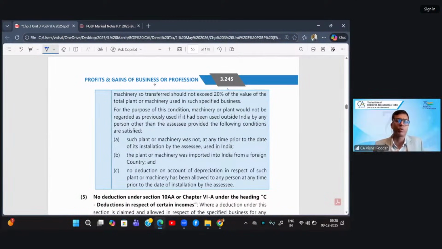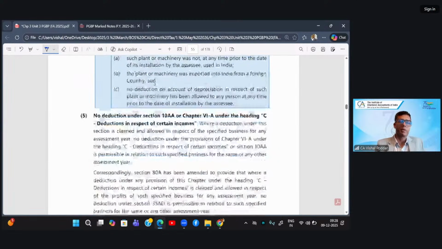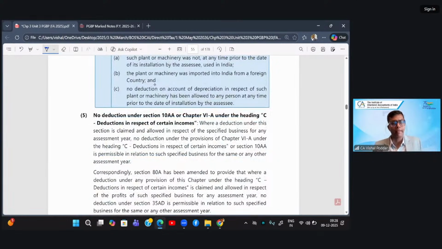However, relaxation of up to 20% of old plant and machinery is allowed, or where plant and machinery is brought from outside India, even if it was used outside India, it will be allowed. Now, important, whatever businesses we studied under 35AD may also have similar benefits under some other section. Like you have a section under 10AA for SEZ, so your business is in a special notified area called SEZ. Or you have a deduction under Chapter 6A, heading C.